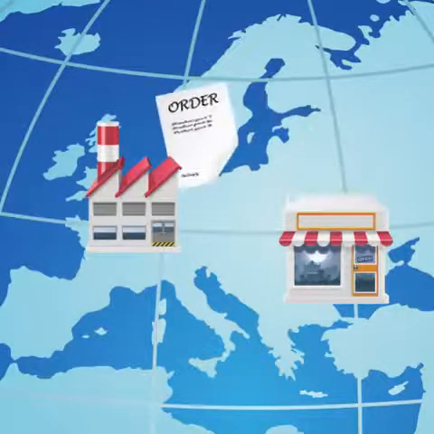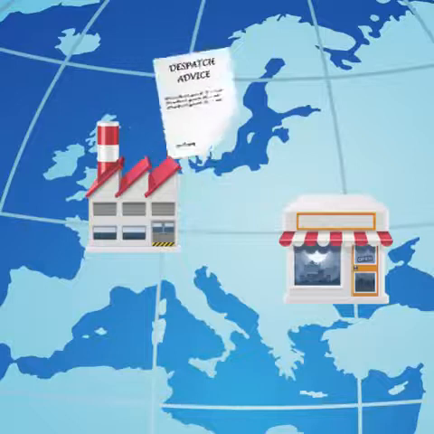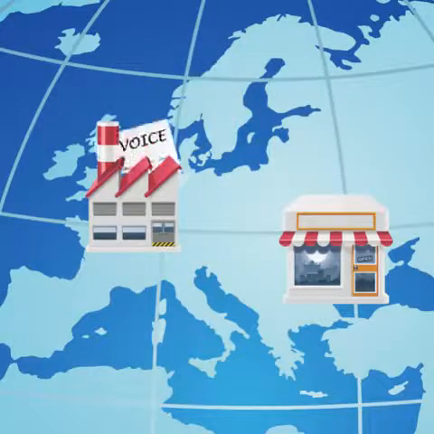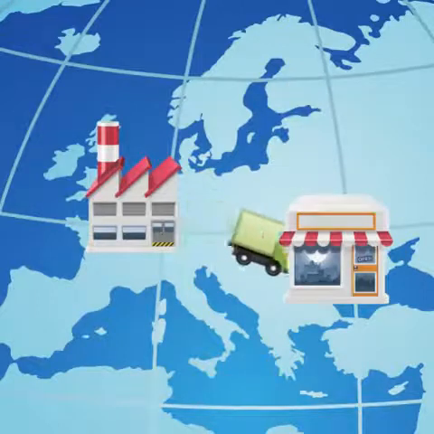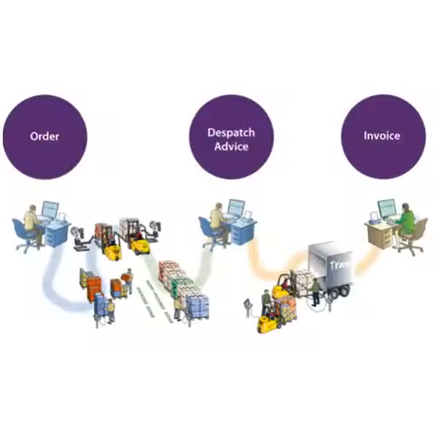Buyer sends an order to the seller. Seller informs the buyer about the goods sent. Seller sends an invoice to buyer. Transporter needs to know where to deliver which packages.